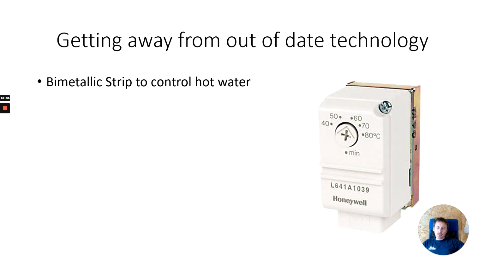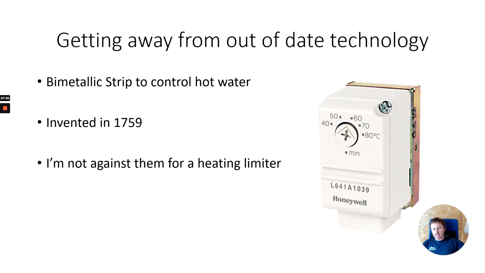So lots of people have these Y plans and S plans, and they've got a cylinder thermostat like this, a bimetallic strip to control the hot water. It was invented in 1759. I think we can do better than this these days. We don't need to be using all of this super old technology, because it's just going to be switch live 230, suddenly it's going to stop, which means you're going to overshoot and the boiler's going to have too much energy. So I'm not against them for heating limiters, they do a job, but I don't think we should be controlling hot water these days on them.